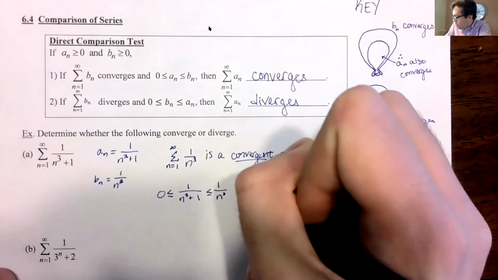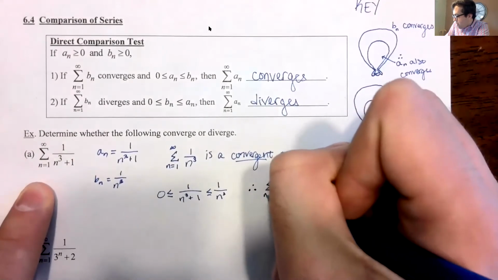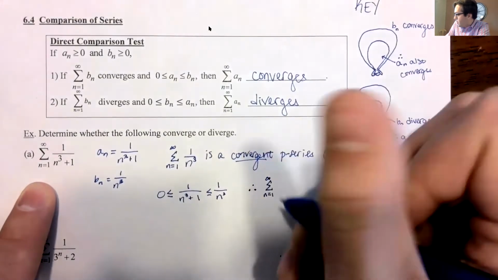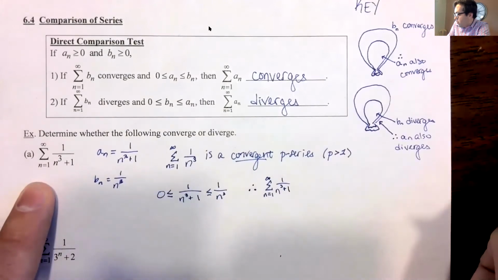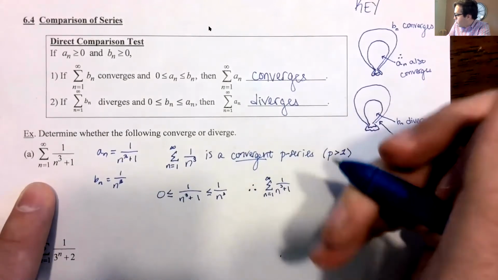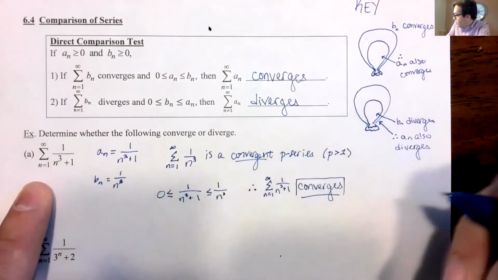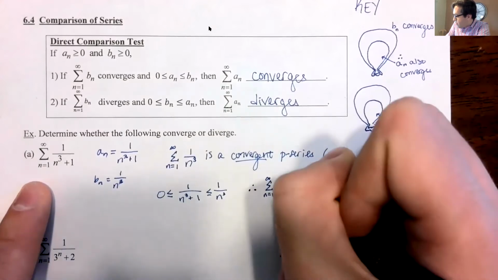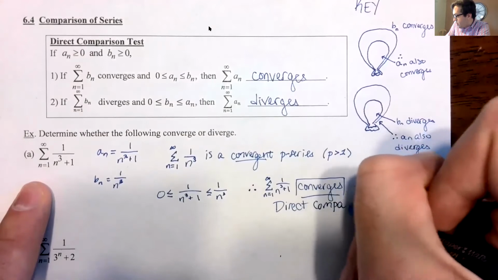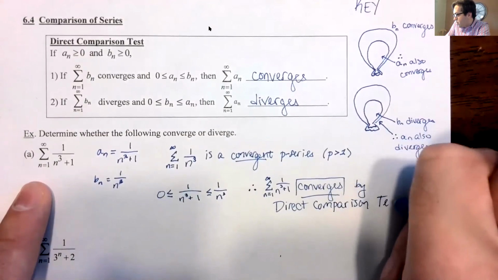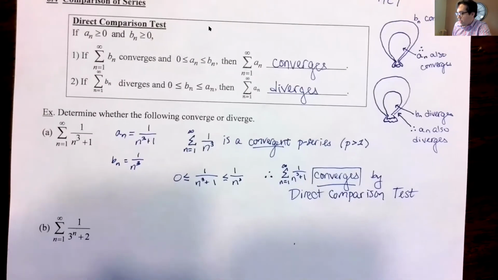So I'm going to write therefore, and I'm going to clarify that I'm now talking about the original series again by writing it out, since we looked at more than one. So therefore, the sum of 1 over n cubed plus 1 converges by the direct comparison test. We always want to say and write out which test we're using. Okay, so there we go. Let's try a couple more.